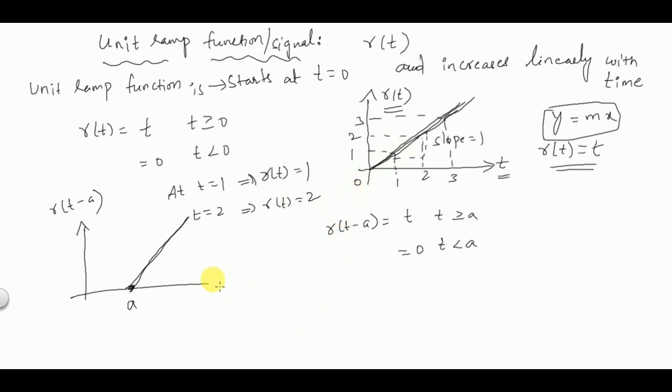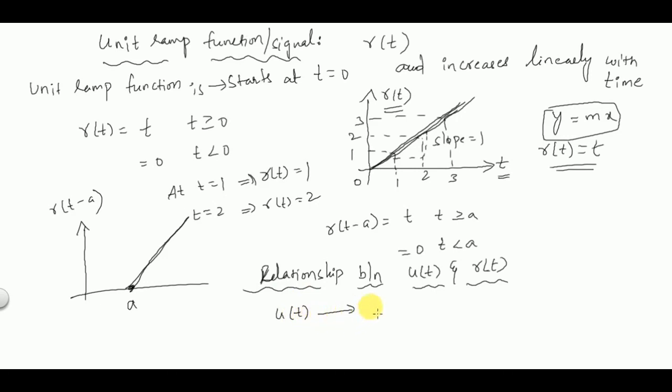The next important thing is the relationship between the unit step function and the unit ramp function, the two functions we discussed in this video. What is the relationship between u of t and r of t? The unit step function is obtained from the derivative of the unit ramp function, and the unit ramp function is obtained from the integration of the unit step function.